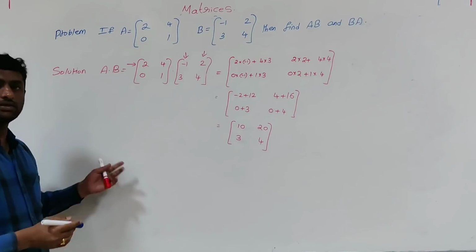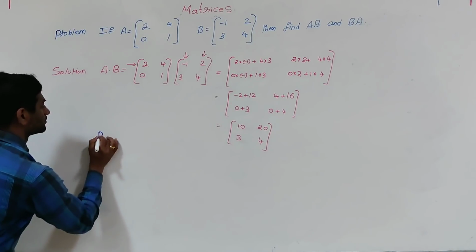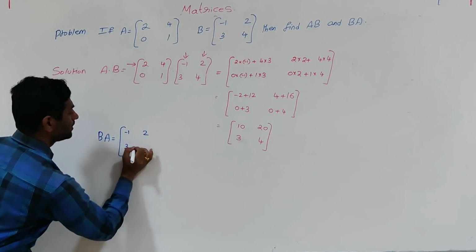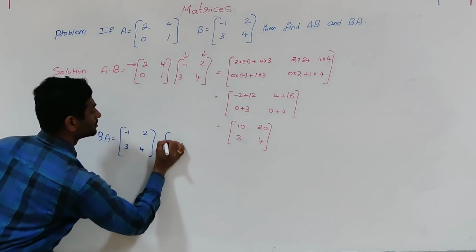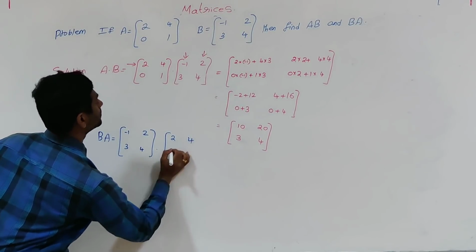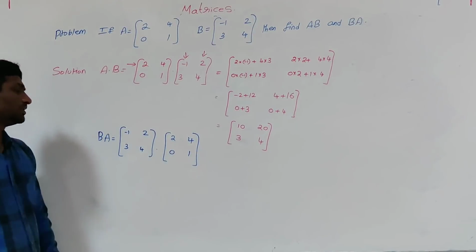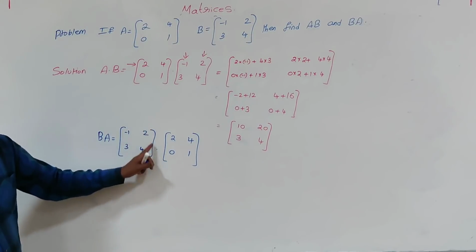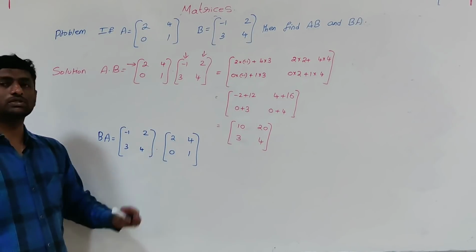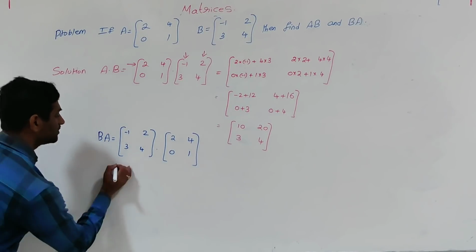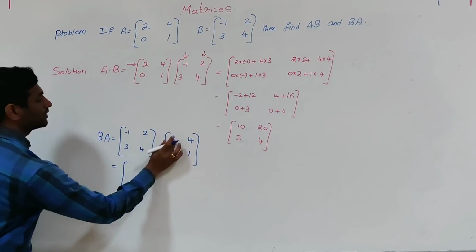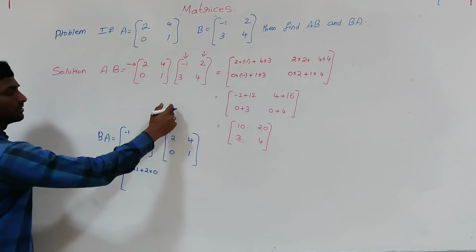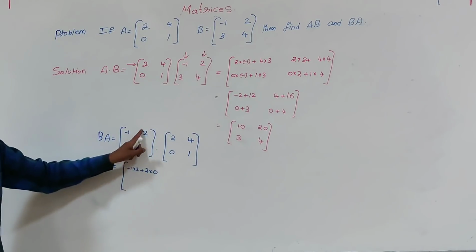And we'll write what BA will be. B is -1, 2, 3, 4 into 2, 4, 0, 1. Again, in BA also matrix multiplication is possible. Why? Because there are 2 columns in the first matrix B and 2 rows in the matrix A. Now we'll see the multiplication. The first row with first column elements: -1 into 2 plus 2 into 0.